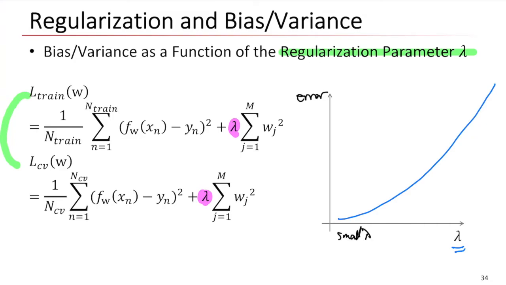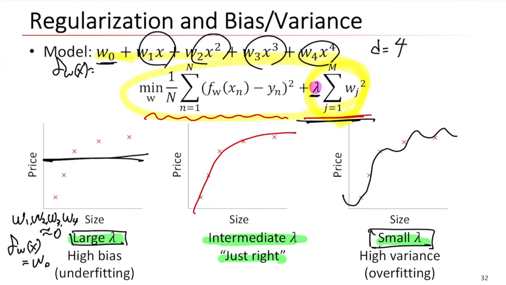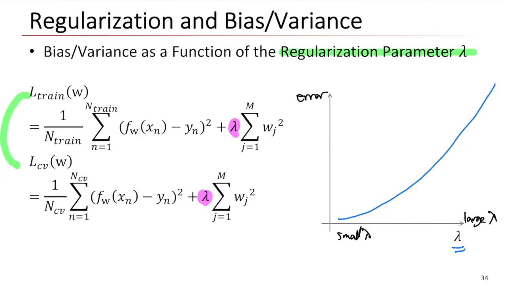Small lambda and large lambda. If we just use a very large lambda, the model is just biased to a constant value, right? So in this case, there will be a very large error here. So that's why the shape of the train error looks like this.